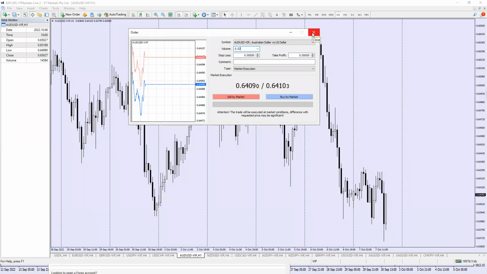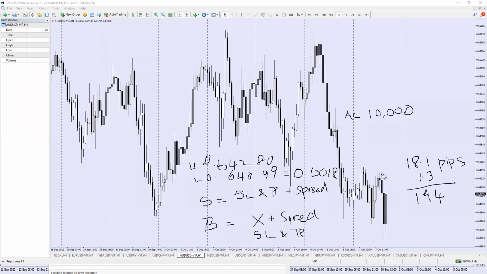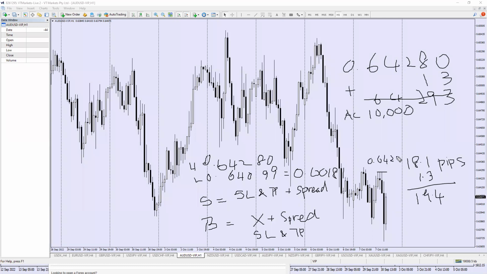So what is your stop loss? Do you all remember or not? Your high over here, this is your high, right? So your high is 0.64280, and then you add 1.3 pips over here. So you get an answer of 0.64293. So for your stop loss over here, you key in 0.64293. That's your stop loss.